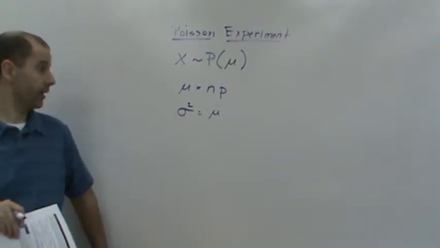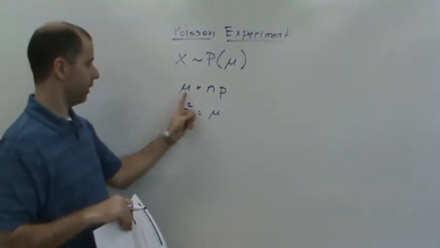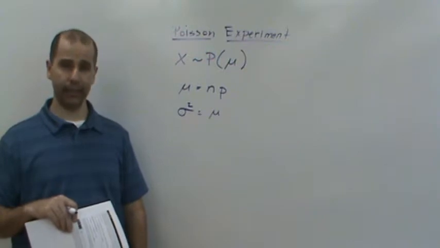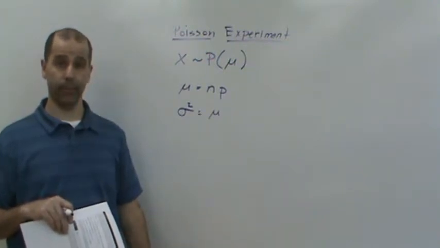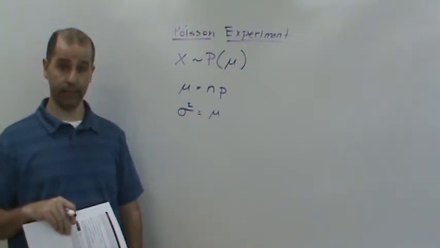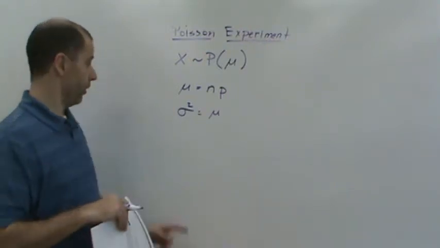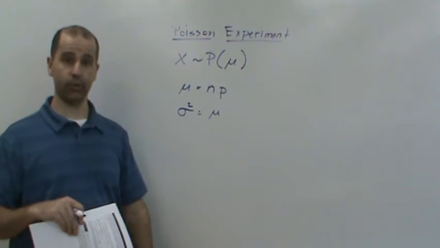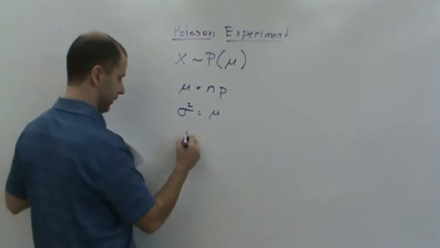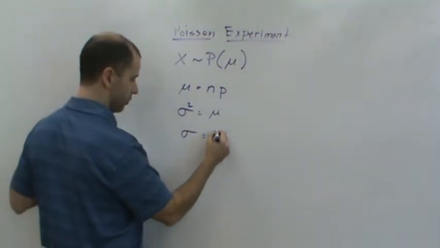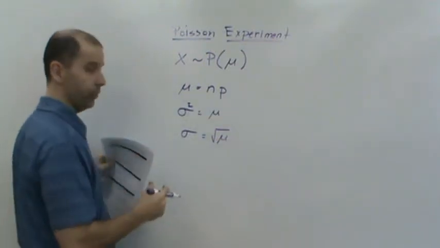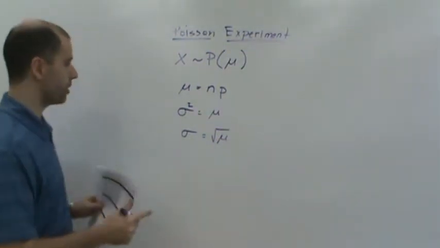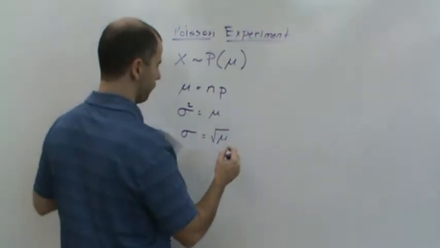Do you see that? So look at that. The variance and the mean are the same. They're always the same. Mu is equal to n times p. The variance is equal to mu, which means the standard deviation is equal to the square root of mu. That's it. And here's the formula for probability.